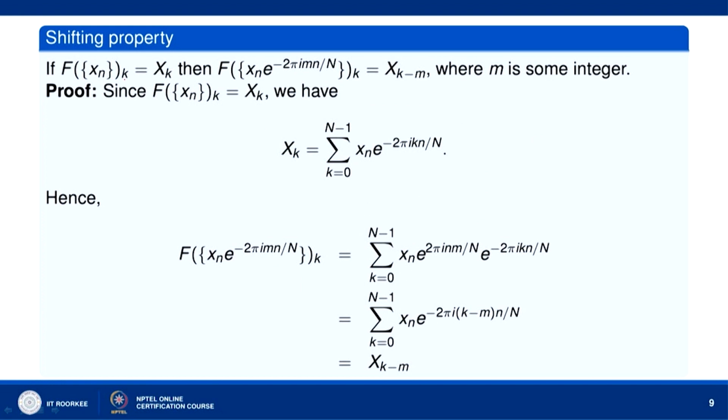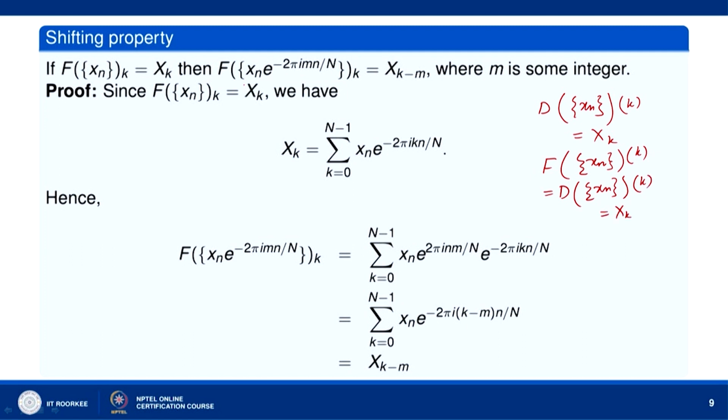So, if F of x n at k equal to x k, that means discrete Fourier transform of the sequence x n is equal to x k. Earlier when we started, we had written the notation for the discrete Fourier transform as D of x n at k equal to x k, we had used earlier, but here in this shifting property D is replaced by F. So, there is just a change of notation, but it is the same thing. So, F of x n at k is same as D of x n at k, it is equal to x k.